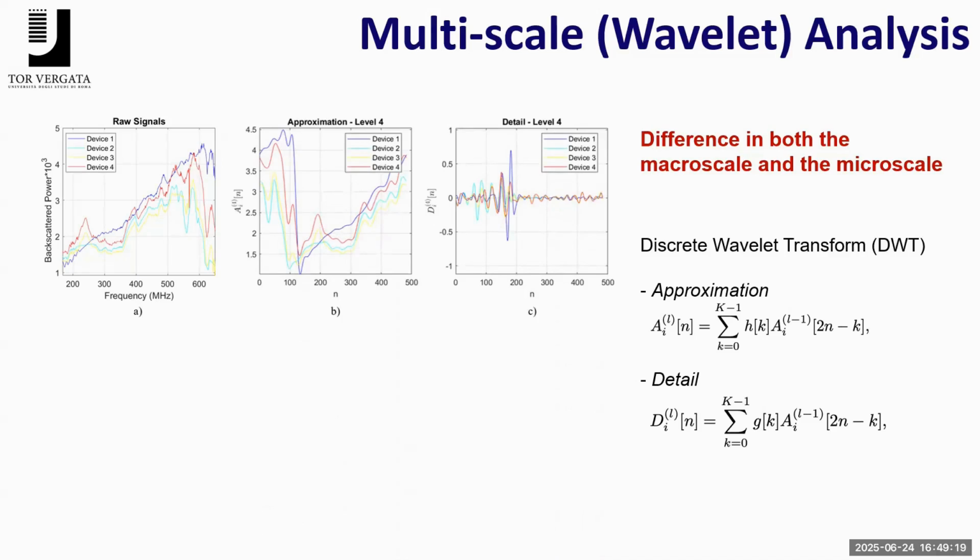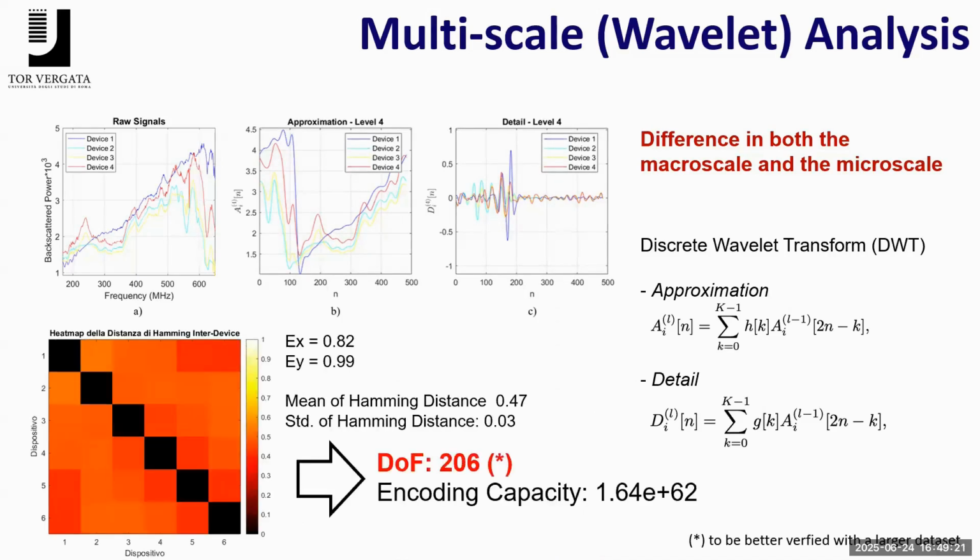If we put all together, we will have an example that is not statistically significant, because 4 elements are not enough, but we have some information, and we can say here that also in this case we have a mean Hamming distance close to 0.5, a Shannon entropy close to 1, but the estimated degrees of freedom is more than 200. And so the capacity of encoding is even larger.